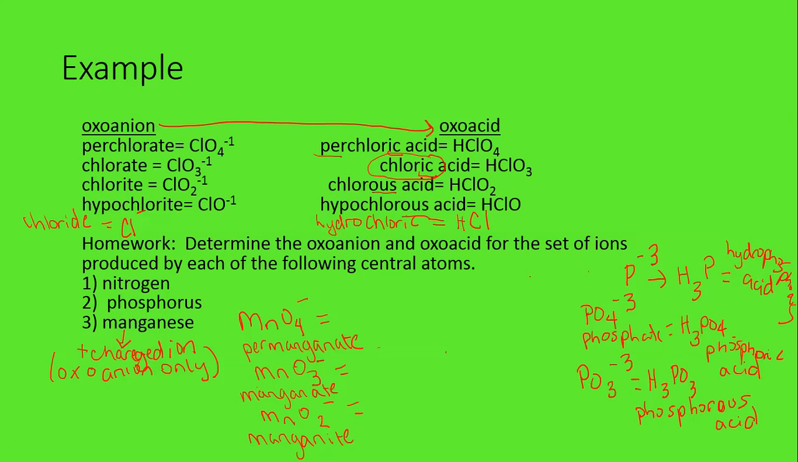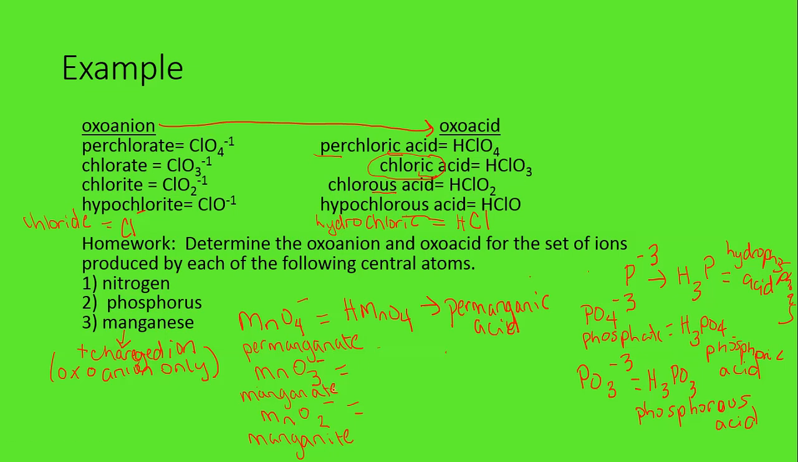Alright, so let's see what would happen when these things attach to hydrogen. So let's just start with permanganate. So permanganate would become HMnO4. And based on our rules, we would call it what? We would keep the per, but that ate would become ic, right? Ates are ic, so permanganic acid.